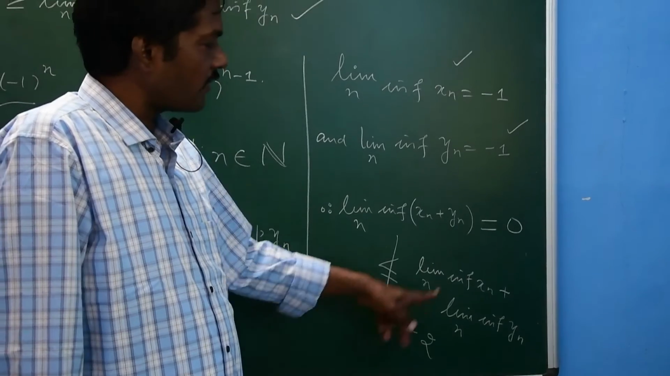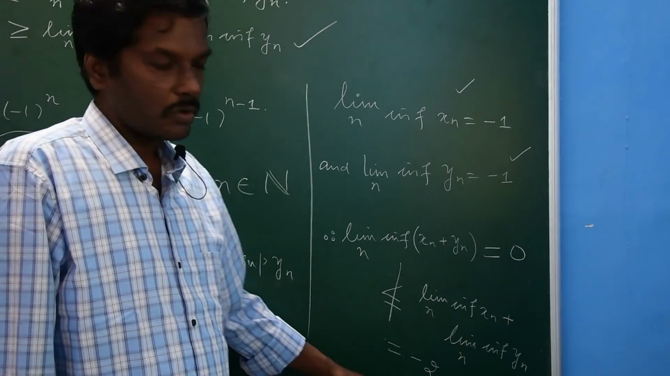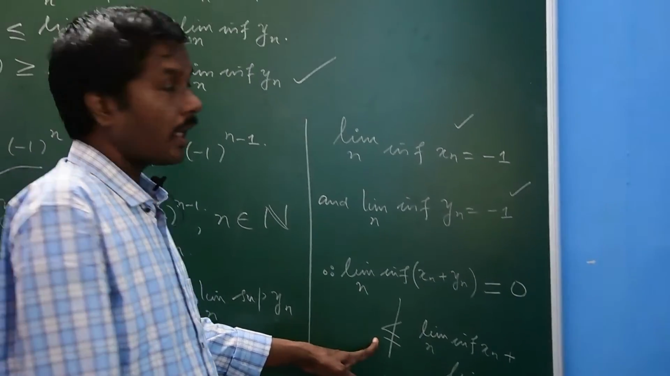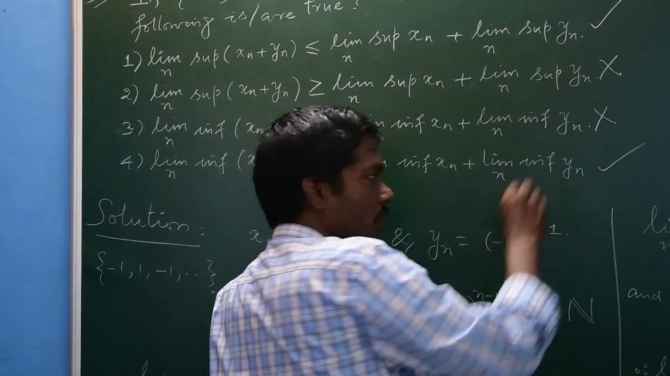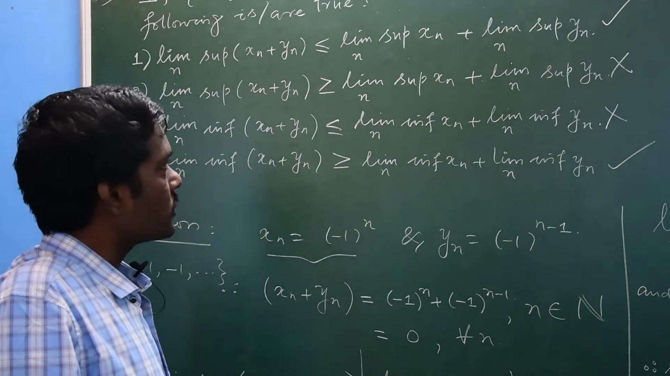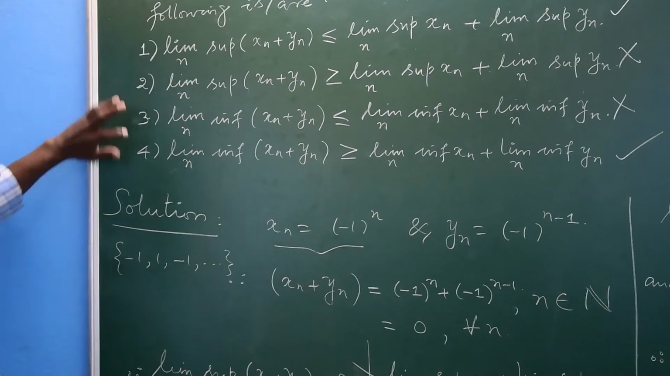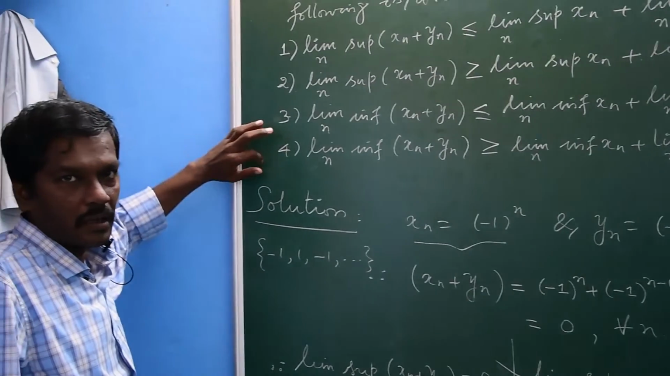So that's what we are getting, but which is false. 0 is less than or equal to minus 2 is false. That cannot happen. Therefore, option 3 is also false. The correct options are 1 and 4. They are the only two correct options.